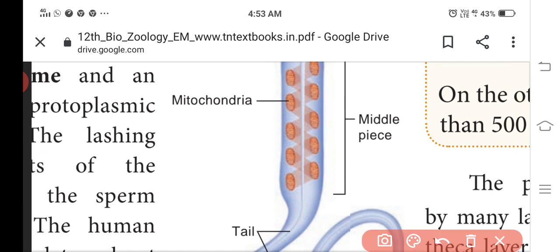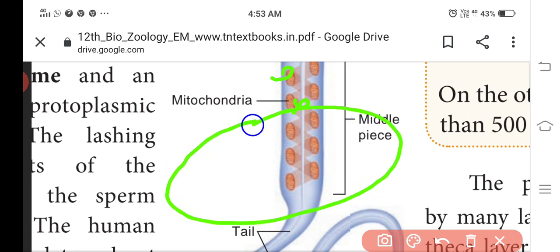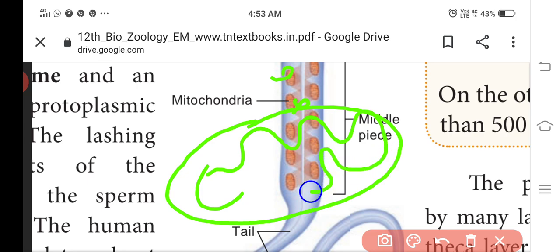Next we discuss the mitochondria. The middle piece consists of mitochondria. This is the mitochondria. You draw the mitochondria with the foldings. In this practical note, you will draw the mitochondria clearly. Do you understand?